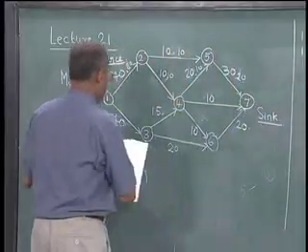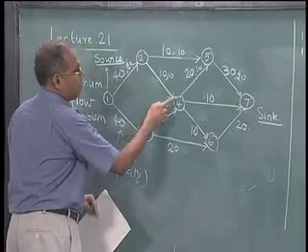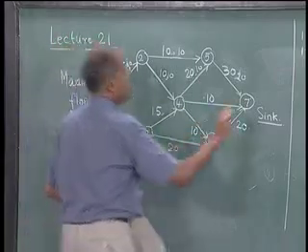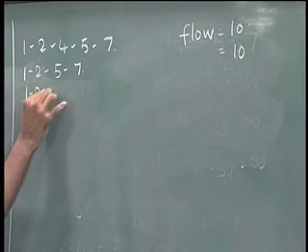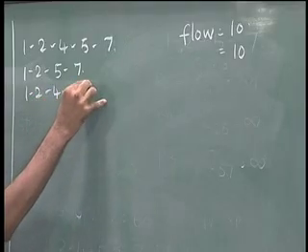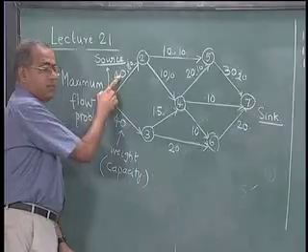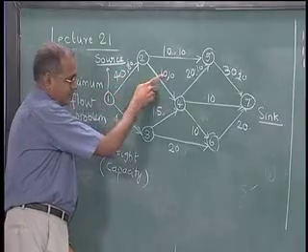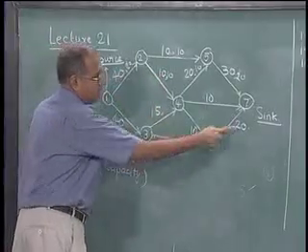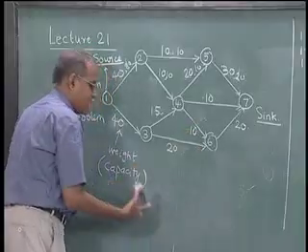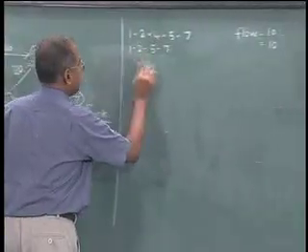We then look at 1, 2, 4, 6, 7, and once again you realize that 1 to 2 available capacity is 20, here it is 0, here it is 10, here it is 20, we will not be able to send much. So, we leave out this.